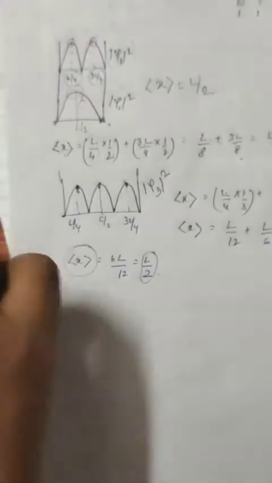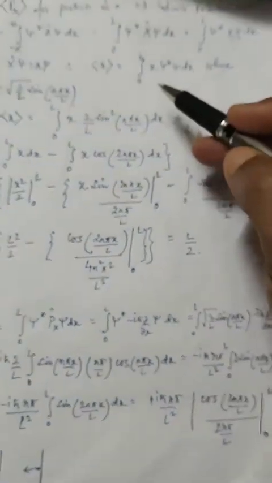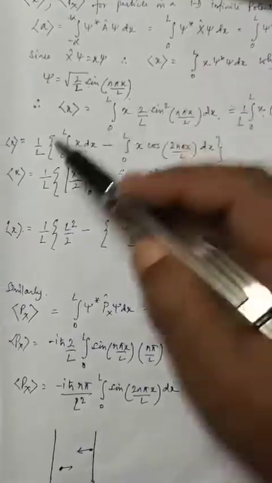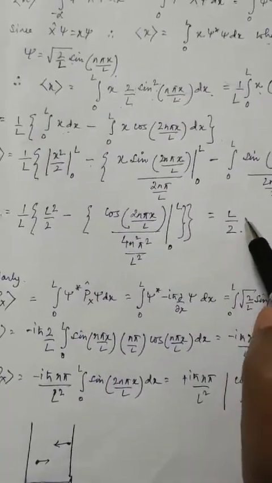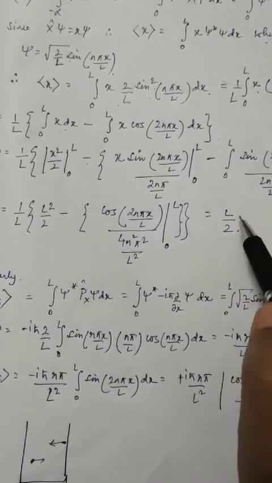Now this was just from common sense, but if you really want to work out the mathematics, this is the mathematics. Expectation of x, which we worked out, must be equal to L by 2. This is the rigorous mathematical proof, and that was common sense.